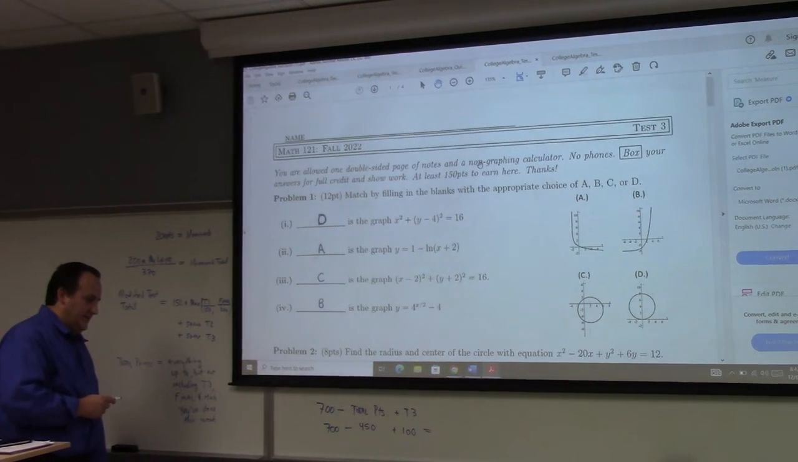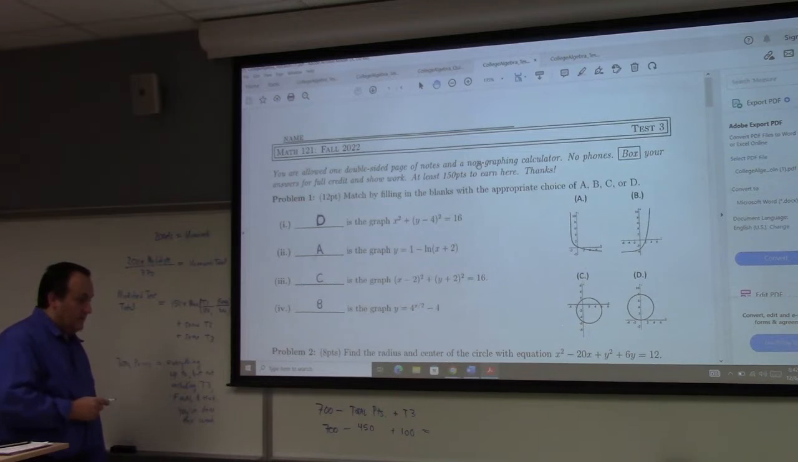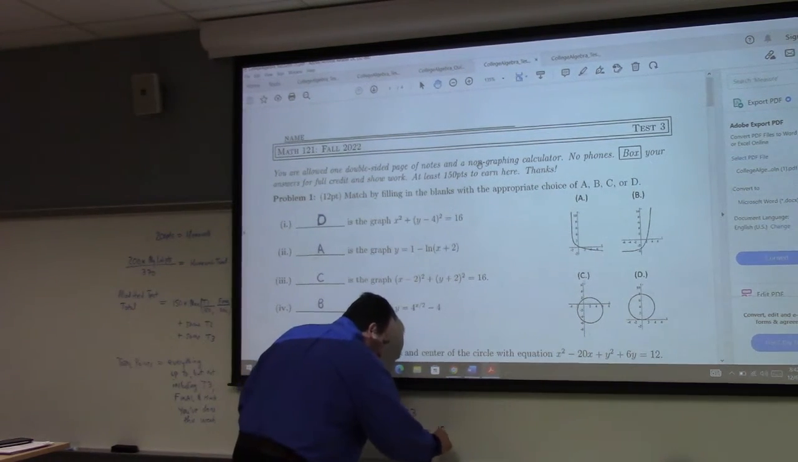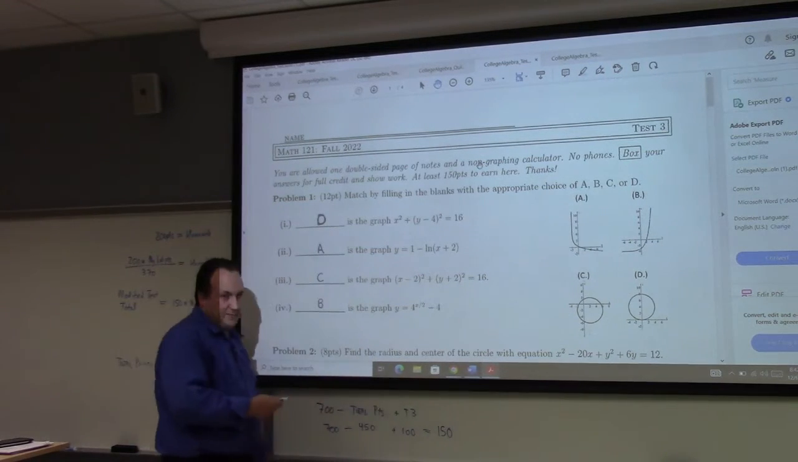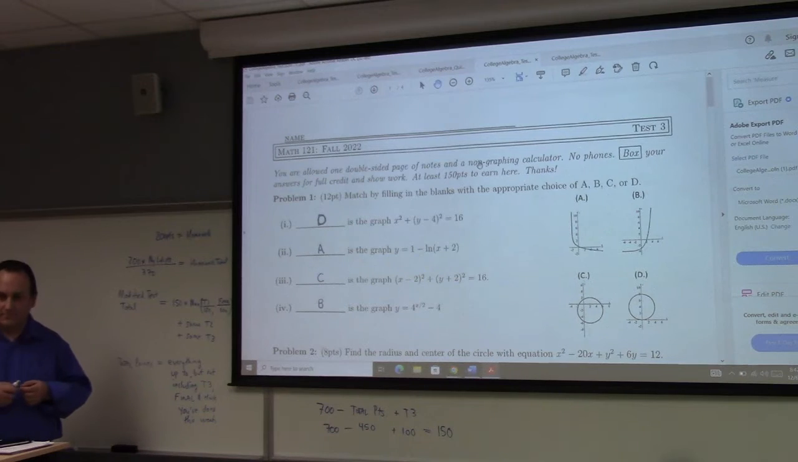How many points are on the final? 200 required points. There may be some bonus. Let's see here. It's 350 minus 200, so 150, right? So if you made a raw score of 150 on the final, then you'd have a C. That would be a 75 on the final.